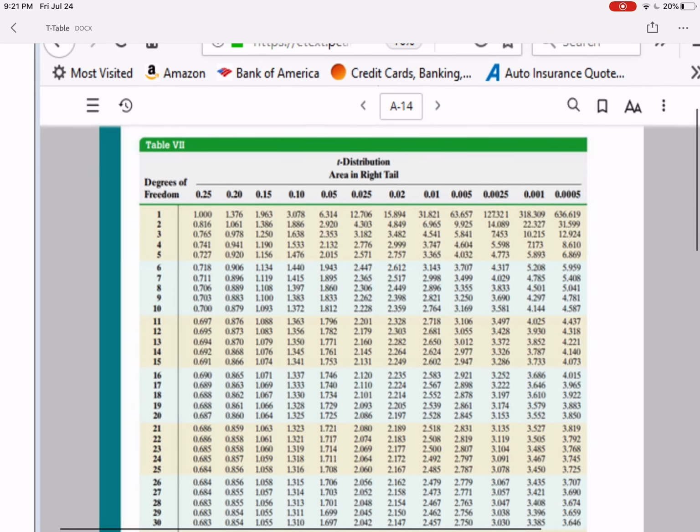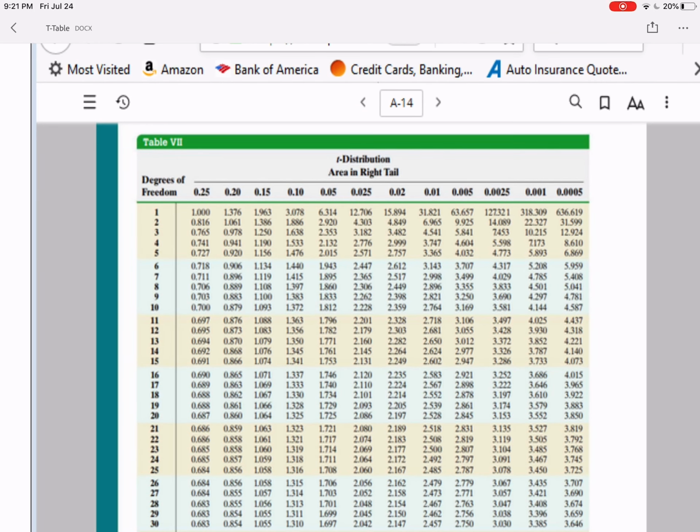But anyway, the first row represents the area in the right tail, and the first column represents the degrees of freedom. Keep this idea in your mind. That's the difference between the t-table and z-table. In the z-table, we need the area to the left, but in the t-table, we need the area to the right. And we're looking for the t-value with the area to the right equal to 0.2 and degrees of freedom 10.